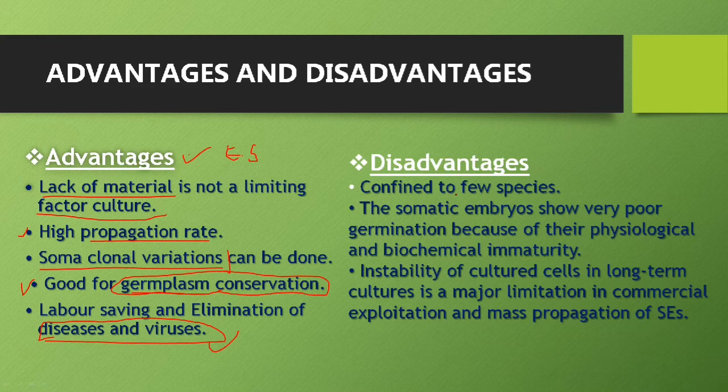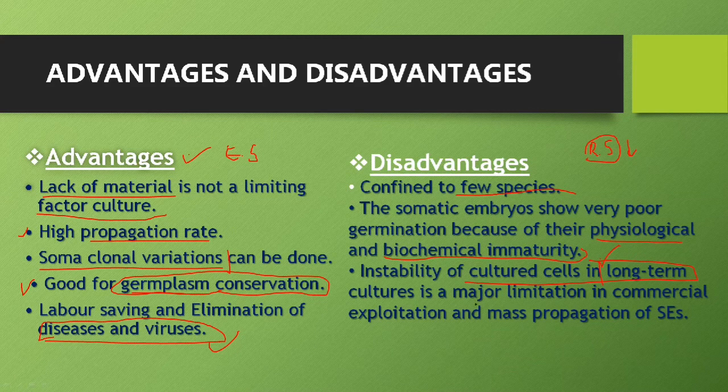Disadvantages: confined to very few species. The somatic embryo shows a very poor germination rate because they lack reserve food material. They do not have reserve food material, and thus the germination rate is very low. And second, physiological and biological immaturity is there in those plants. The somatic embryos or somatic embryoids could not be cultured for a long time period, so they should be shifted.